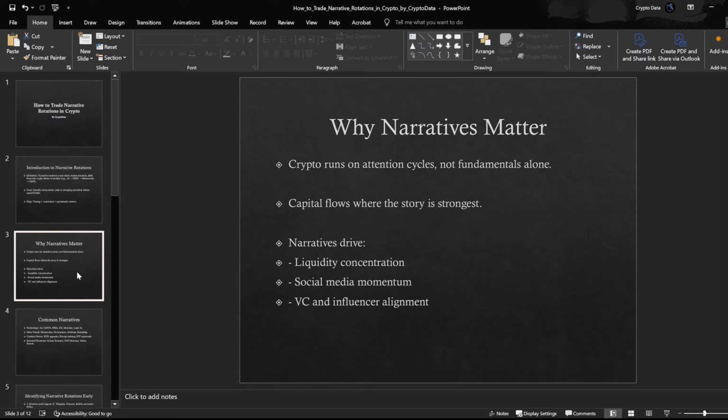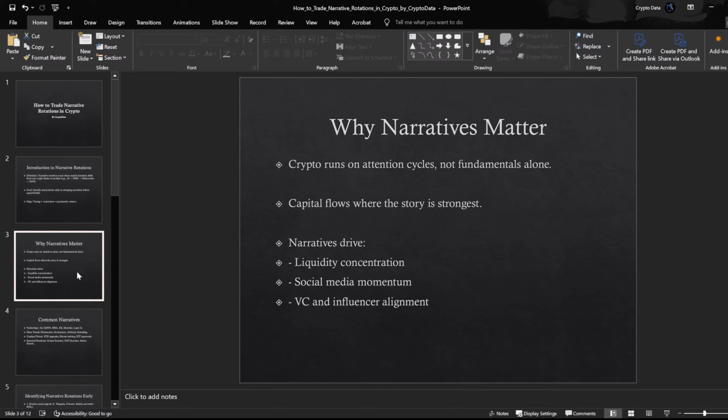Now, why narratives matter. Crypto runs on attention cycles, not fundamentals alone. Like Luke always says, where attention goes, money flows. If that attention is on a certain sector, let's say Binance Smart Chain, that's going to override most other fundamental catalysts. There could be something happening macro-wise or on another chain, but if all the attention is on the Binance Smart Chain, that's where the money's going to flow.